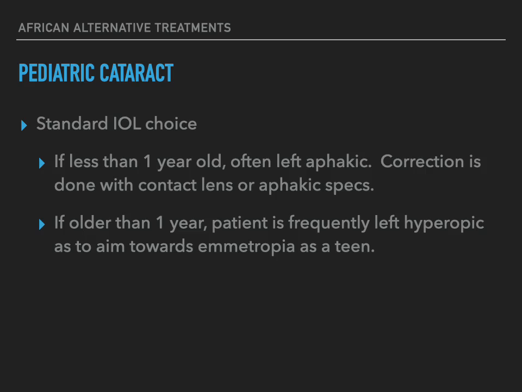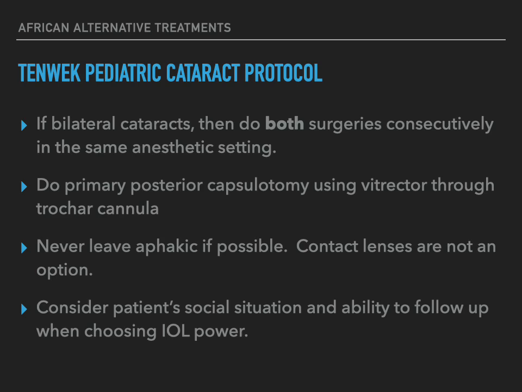Now, there are a lot of different practices regarding intraocular lens choice in children. Often in the U.S., if the child is less than a year old, they are left aphakic and correction is done with a contact lens or aphakic spectacles. And then, if greater than a year old, the child is left hyperopic as to aim towards emmetropia as a teenager. But at Tenwek, we follow a slightly different practice.